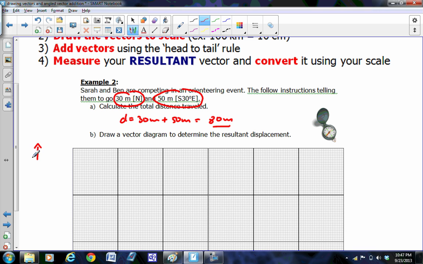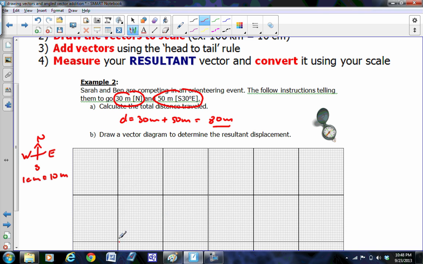I'm going to have my little compass point. First thing I do. Here's my scale, 1 centimeter. It looks like I got 10, so 10 meters. And I start drawing. So the first thing I did is it looks like I went 30 meters to the north. So here's my first vector.